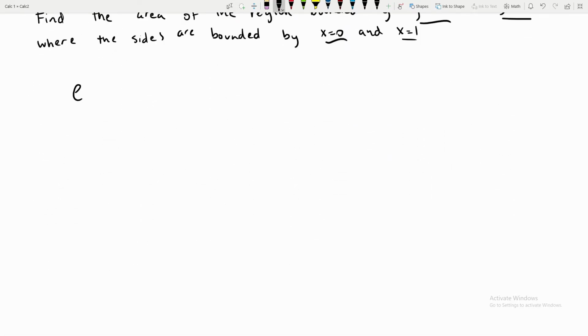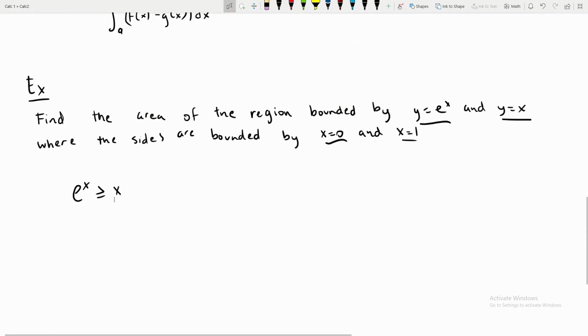Basically, we know that e to the x is going to be greater than just the function x. And we know that because this one grows exponentially and this one grows linearly. So it's pretty obvious that e to the x is going to be larger than x on this interval. Therefore, we can find the area between these two curves by saying, okay, it's the area from 0 to 1, and in between the curve y equals e to the power of x minus just x, because that will be the height of our new rectangle, if that's the way we want to think about it.